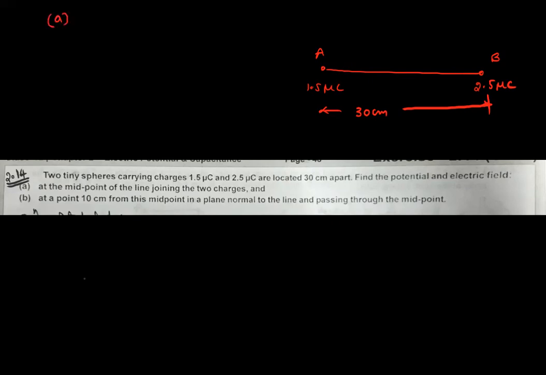Okay, let's read the first part and later we'll go for the second part. At the midpoint of the line joining the two charges. Suppose C is the midpoint of the line joining the two charges. This is 15 centimeter. This was also 15 centimeter. Now we need to calculate first the potential at C. Potential at C is equal to potential due to the charge A at C plus potential due to the charge B at C.